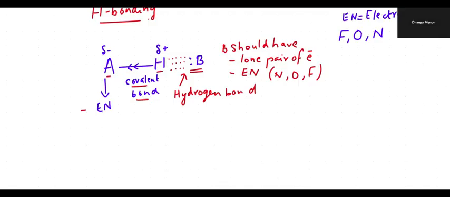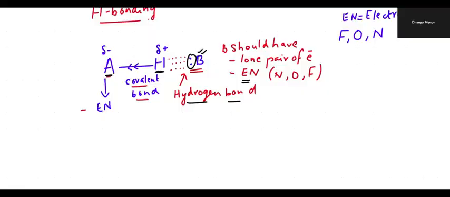Okay, so when a hydrogen atom which is covalently bonded to an electronegative atom A experiences an attractive force from another atom which has a lone pair of electrons and which is highly electronegative, this force of attraction is called as hydrogen bonding.